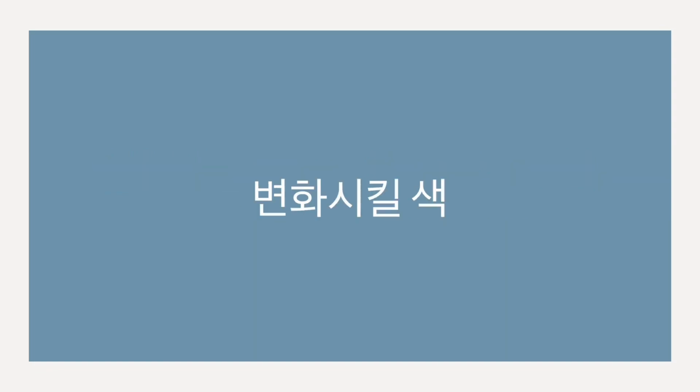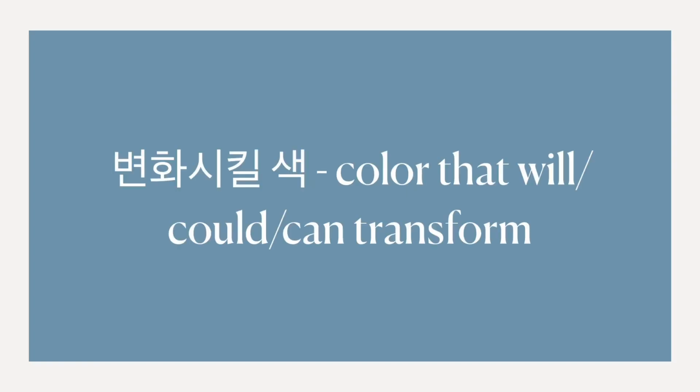Okay, so if I say 변화시킬 색, what do you think this means? So here, 변화시킬 is an adjective, future adjective that's describing 색. 변화시킬 색, color that will or could. Sometimes can, I know it's a future tense, but in English sometimes you can say it can transform or change.